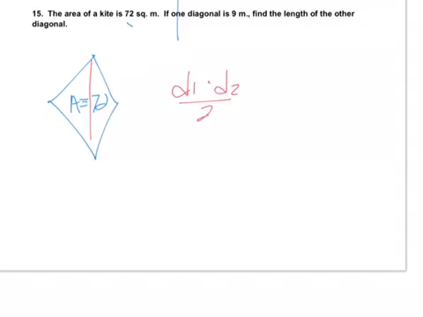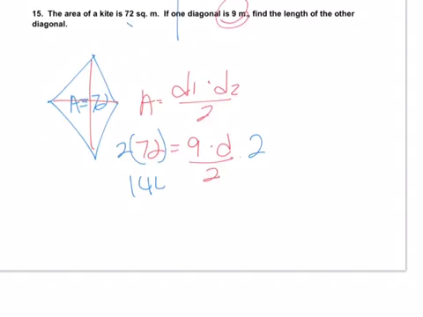So my first, to find my diagonals. And if the area is 72, I'm going to replace A with 72, and it says one diagonal is 9, so I'm going to put 9 here, times the other diagonal, which we don't know, so I'm just going to label it D, divided by 2. So I have 9D divided by 2 equals 72. So I'm going to multiply both sides by 2. Divide by 9. And when you take 144 divided by 9, you get an answer of 16.